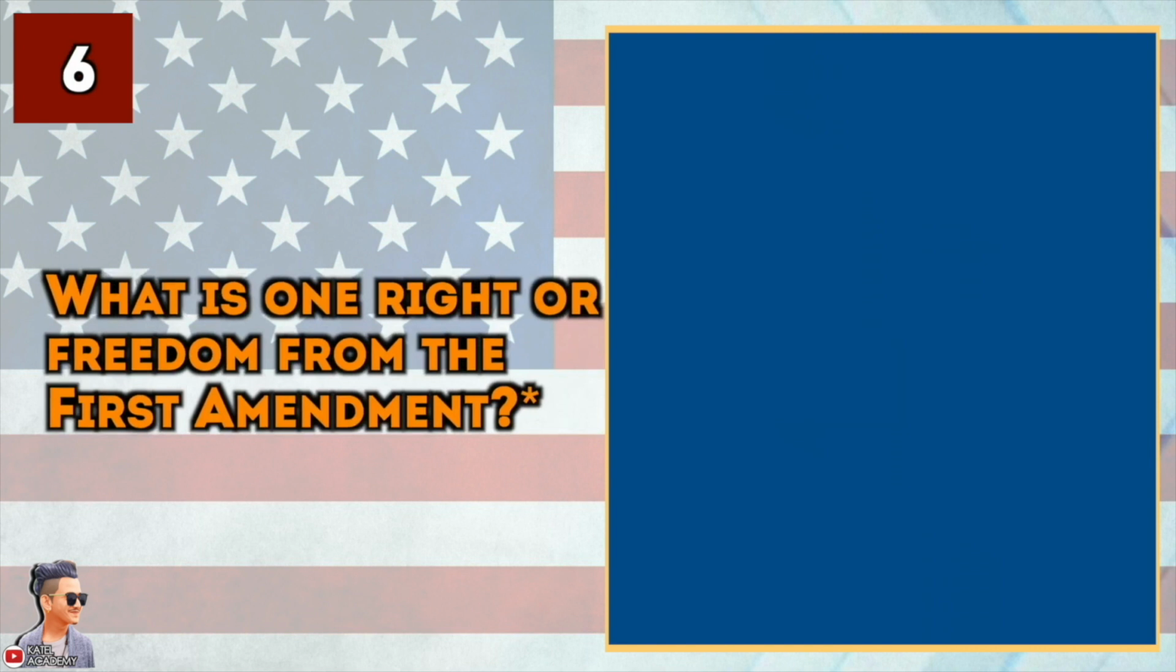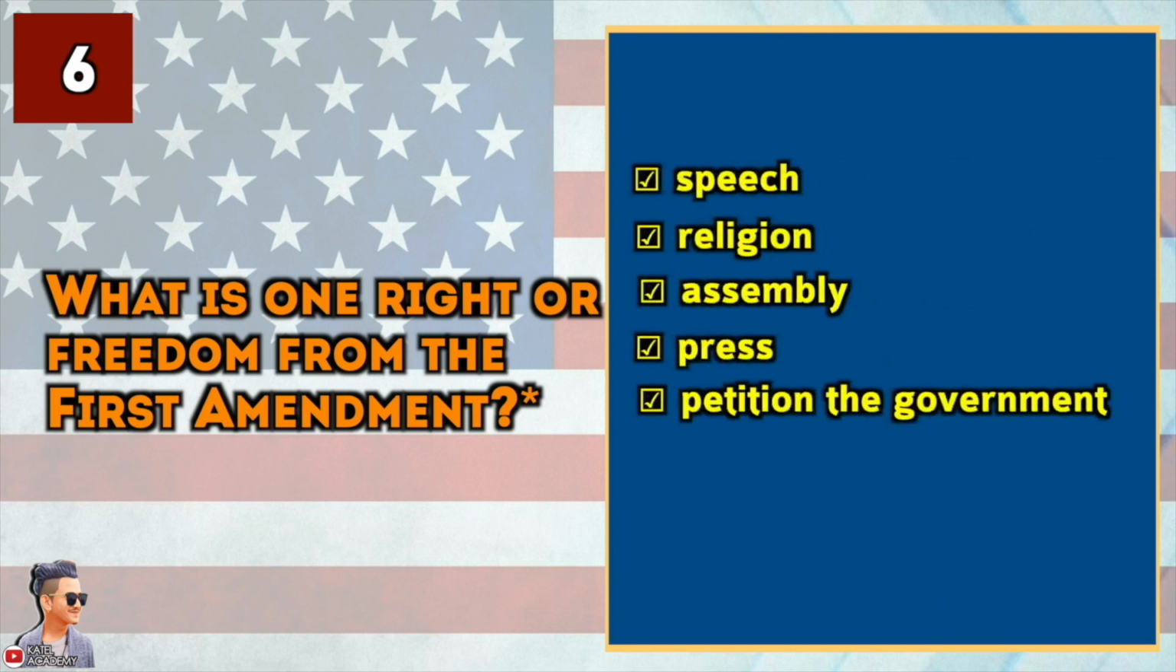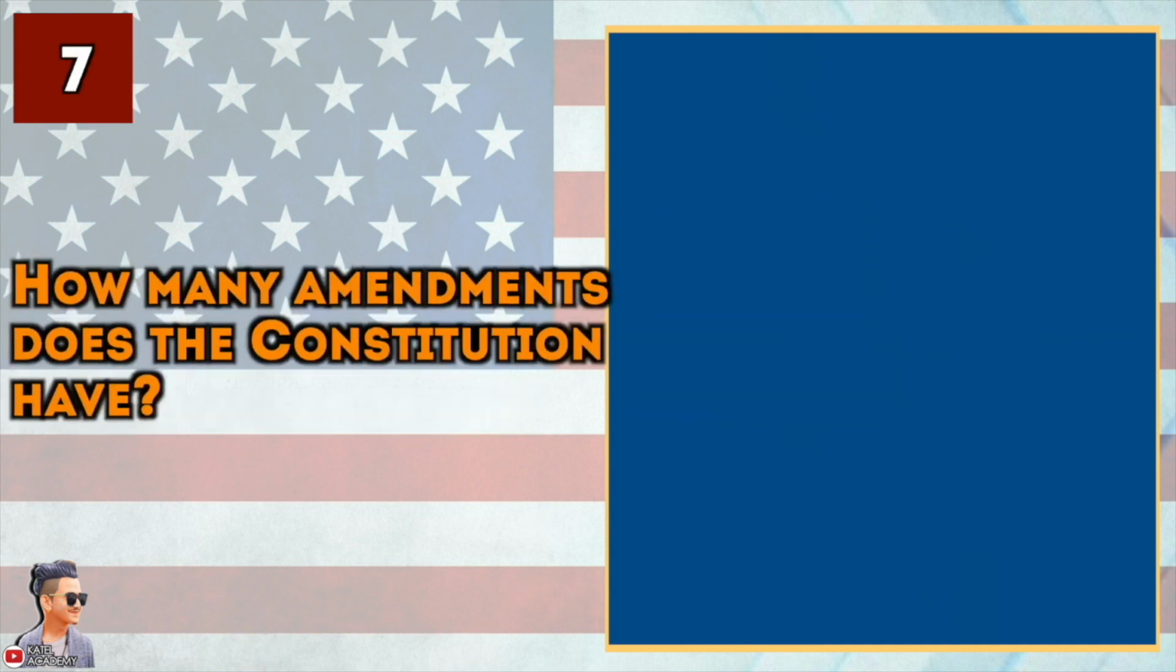What is one right or freedom from the First Amendment? Speech, religion, assembly, press, petition the government. How many amendments does the Constitution have? 27.